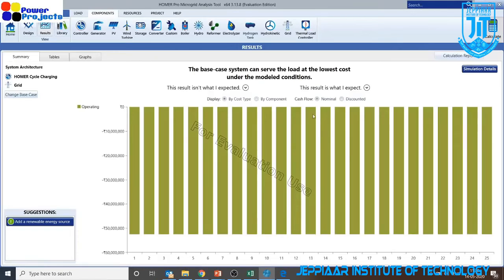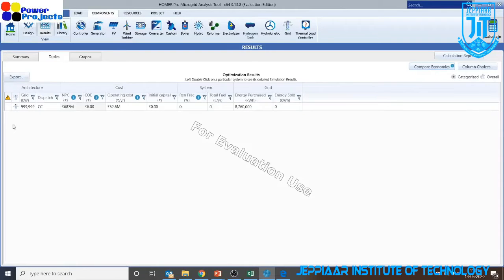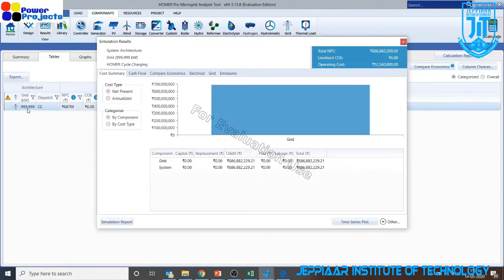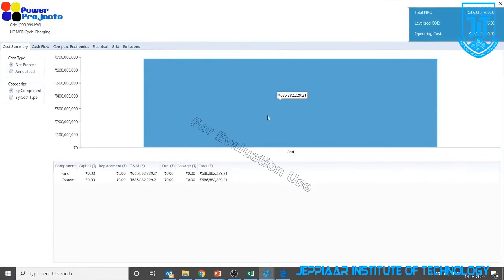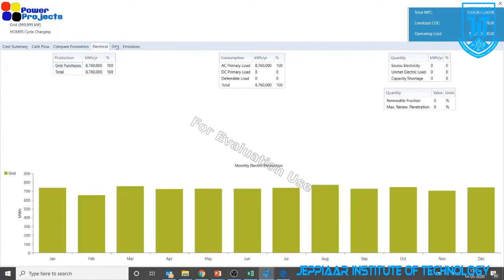You can see the results as a summary. You can see the results in tables. You can see the results in graphs as well. I prefer to go with the tables. I am just zooming in to get a better view. Only when you are using a demo version, which you might have for evaluation use, that will appear everywhere. So here you can see there is cash flow, compare economics, electrical, grid, emissions. Let's talk about electrical first. Is there any excess electricity?